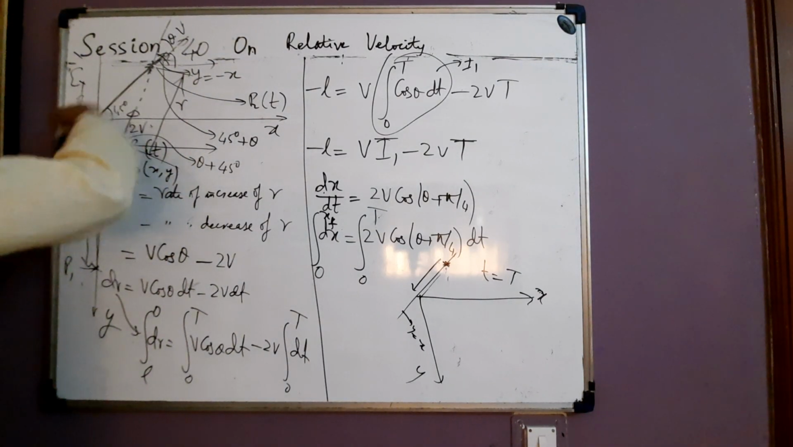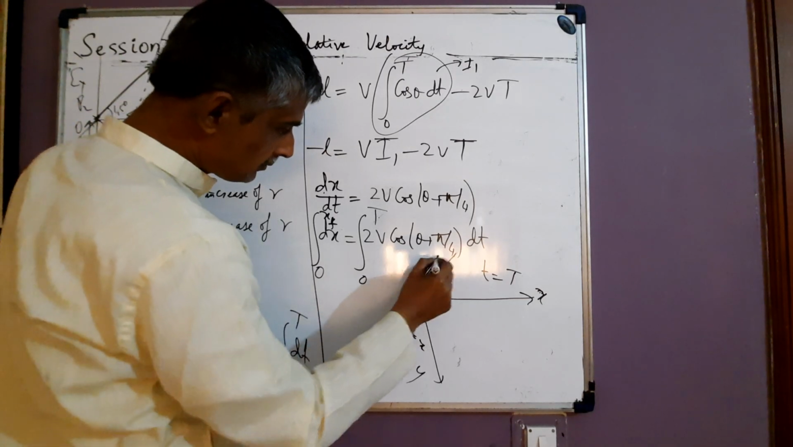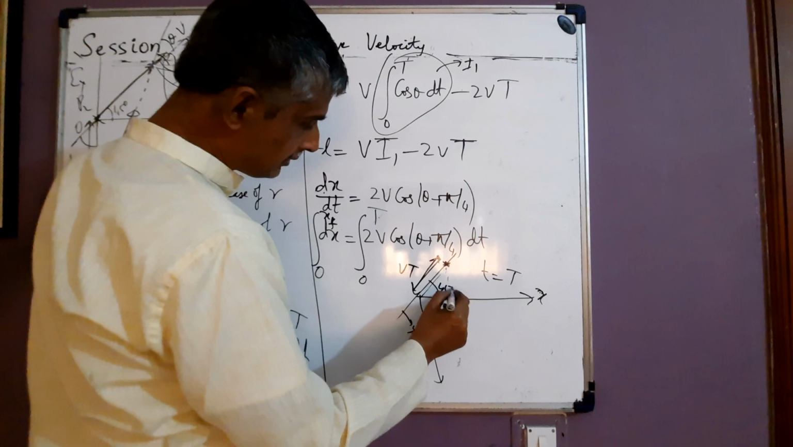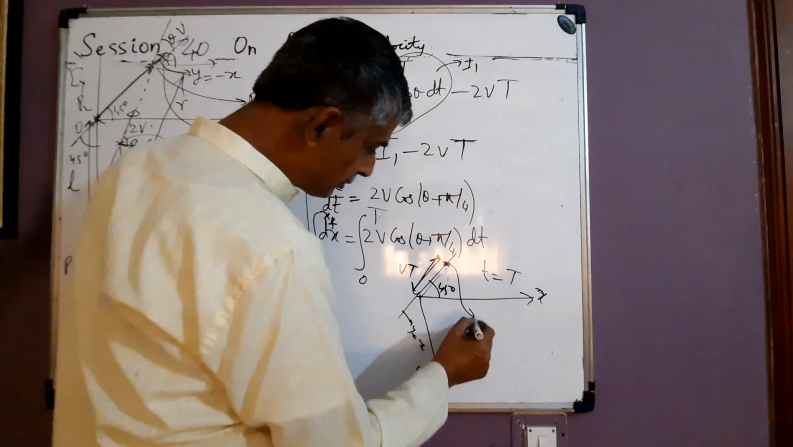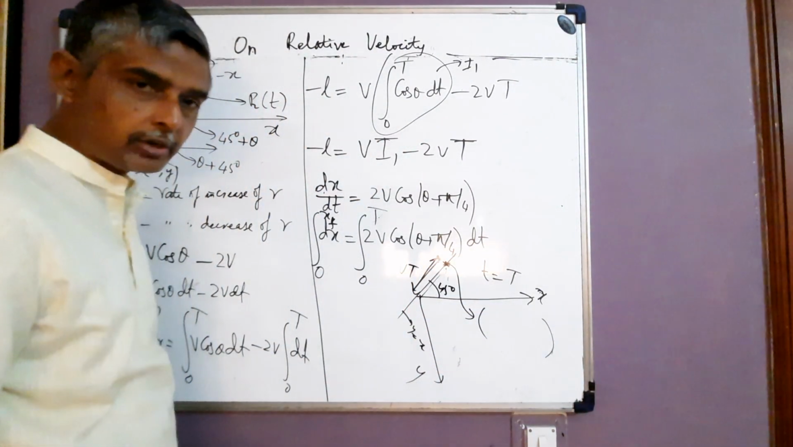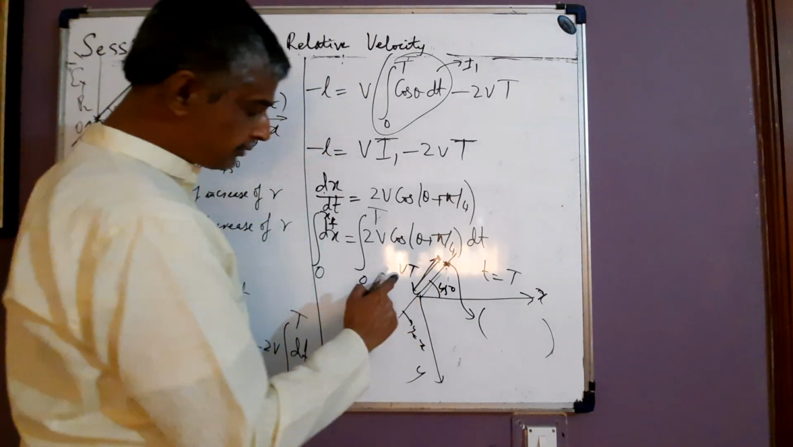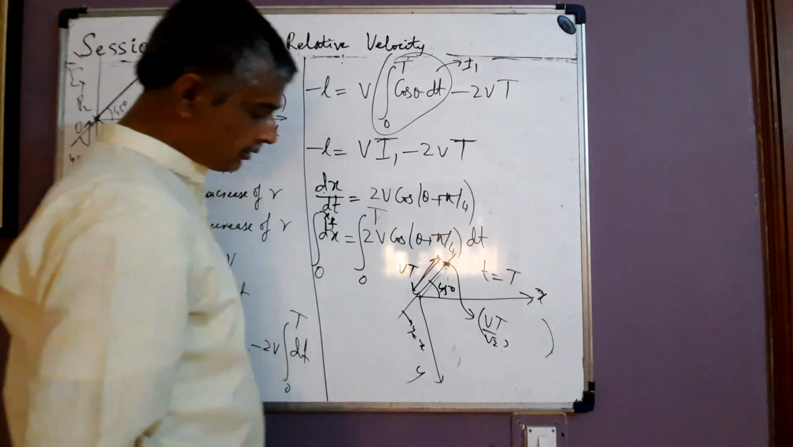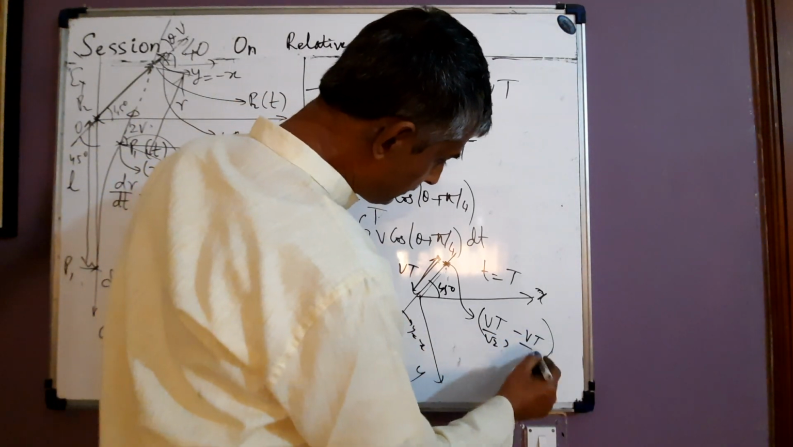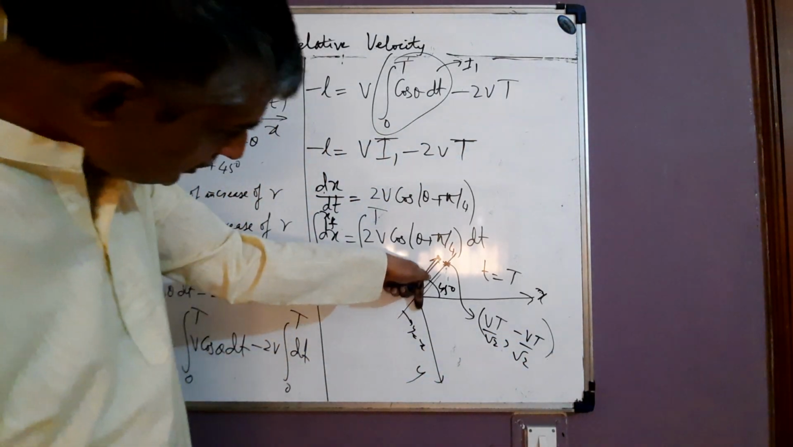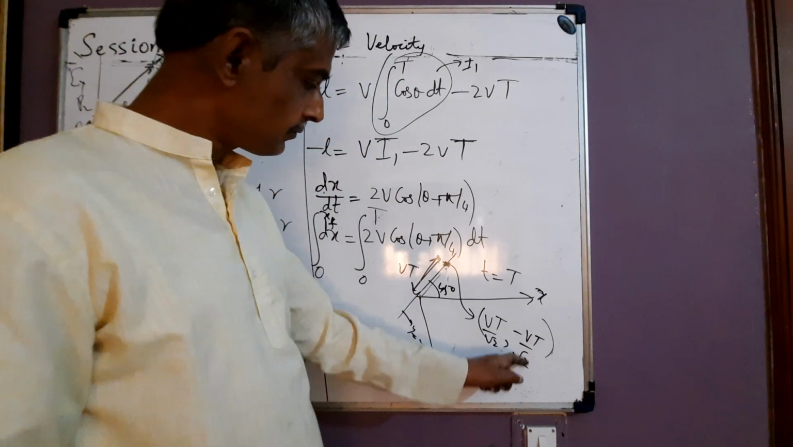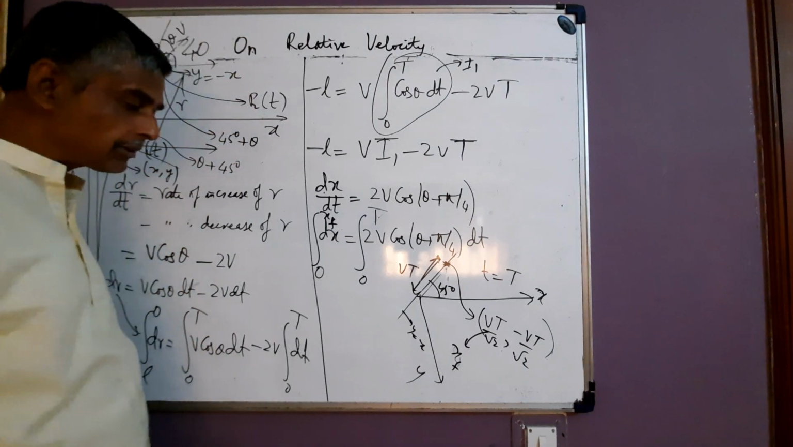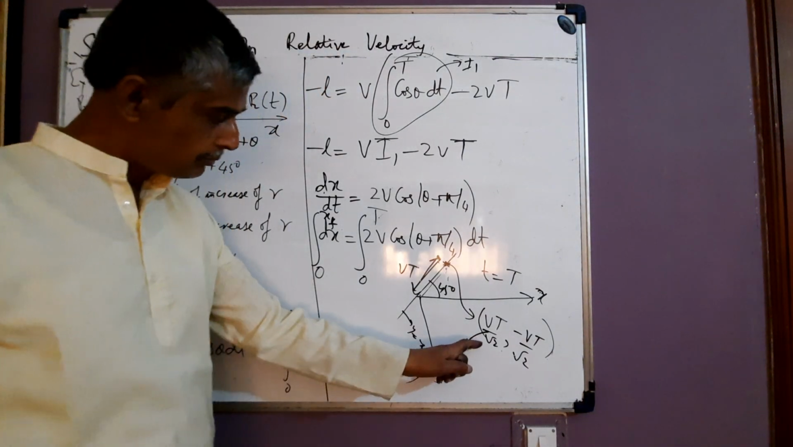P2 moves at a constant speed v along this line, so this distance just becomes Vt. This angle is also 45 degrees. The x coordinates of P1 and P2 are both equal because they have come to the same point, they have collided. The x coordinate of P1 and P2 both become Vt by root 2, and the y coordinate becomes minus Vt by root 2, because the positive y axis is this side and this is moving in that direction. So this is the xf, the x coordinate of both points.